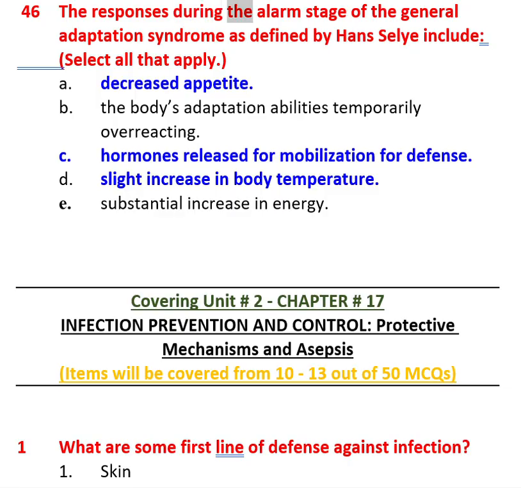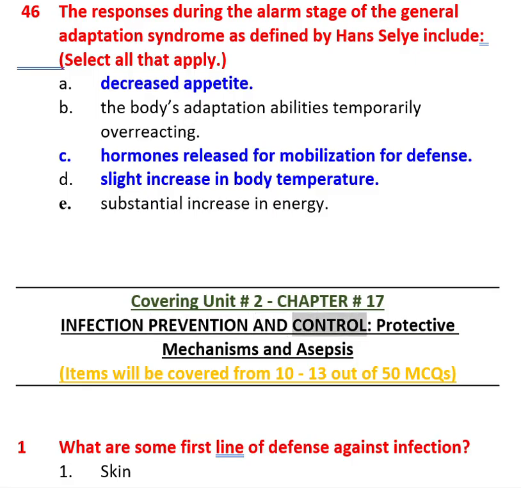46. The responses during the alarm stage of the General Adaptation Syndrome, as defined by Hans Selye, include: select all that apply. Decreased appetite. The body's adaptation abilities temporarily overreacting. Hormones released for mobilization for defense. Slight increase in body temperature. Substantial increase in energy.